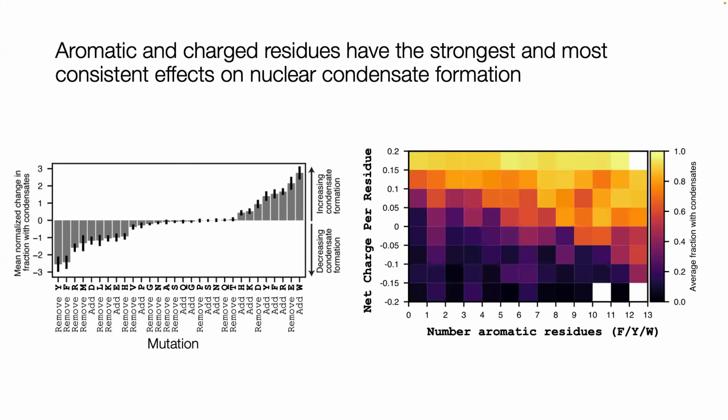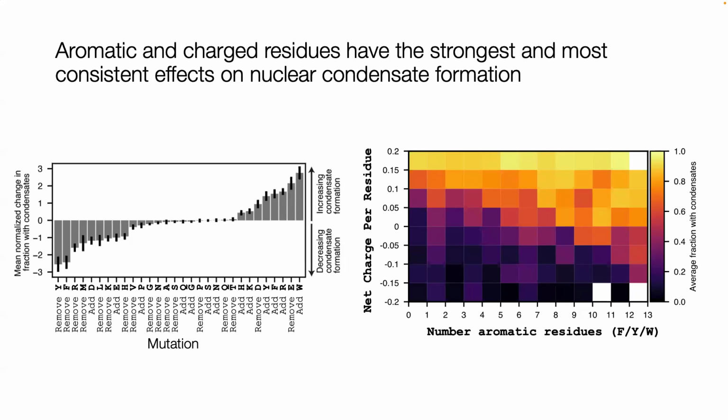And we can look at this in a different way. If we take all of our 14,000 sequences and we bin them by the number of aromatic residues they contain on the x-axis and the net charge per residue on the y-axis, and then for every bin, we compute the average fraction of those sequences that are forming condensates, where yellow indicates all of them are forming condensates, black, none of them are forming condensates. You can see as we increase the number of aromatic residues, we increase propensity to form condensates. And as we increase net charge per residue, we also increase propensity to form condensates, and we can kind of compensate for one.